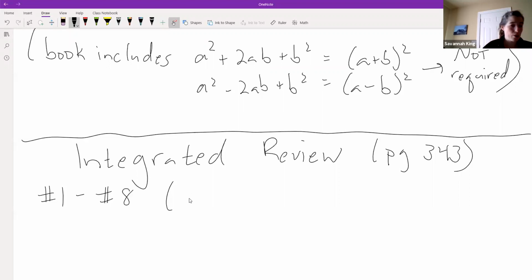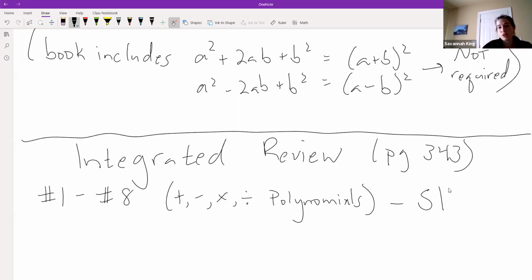There's a problem in there. I don't even know how they expect you to do it yet. These are adding, subtracting, multiplying. They even throw in dividing polynomials, which we haven't really done yet. Those answers are in the back of the book, and I'm just going to tell you, skip them. I will be skipping them. You should skip them too. They won't be on the test.